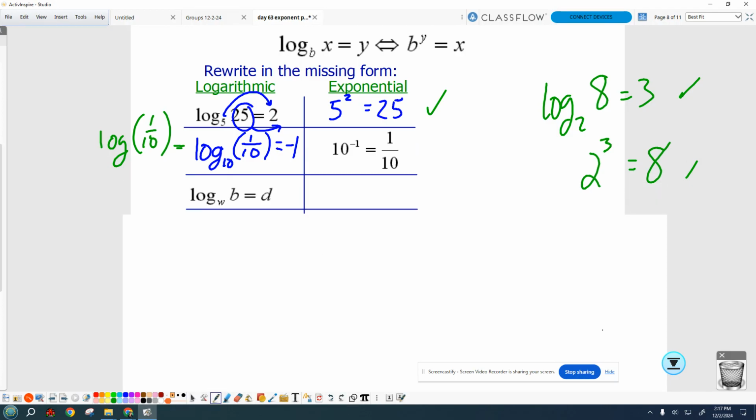Okay, that one's just alphabetical. Stuart, do you think you can convert this one? In reading this, I would say this is log base W of B equals D. What is the base? So it's going to be W to, what thing is the exponent? The thing not right next to it. If it was right next to it, it's a dumb problem. So it's the D.